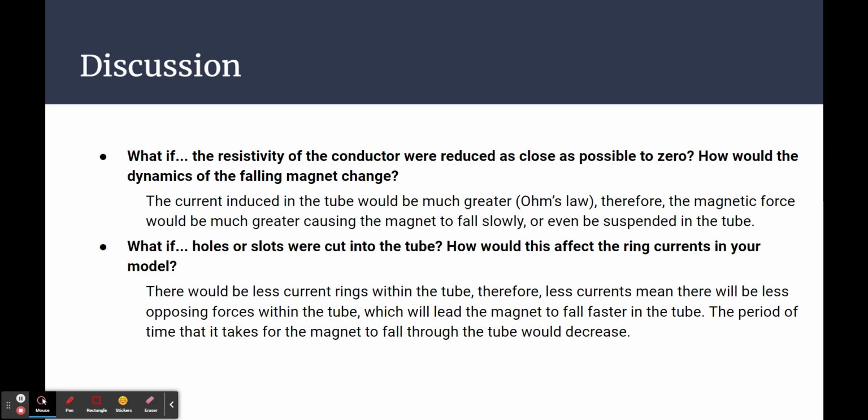What if holes or slots were cut into the tube? How would this affect the ring currents in your model? There would be fewer current rings within the tube. Therefore, less current means there would be less opposing force within the tube, and that would lead the magnet to fall faster too. So the time it takes for the magnet to fall through the tube would decrease compared to our original model. Okay, thank you.